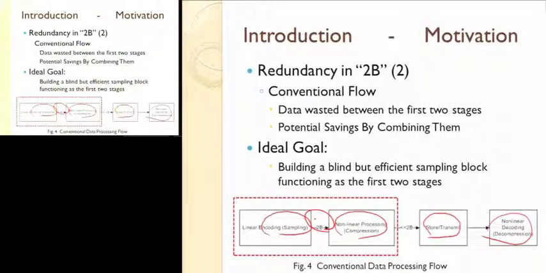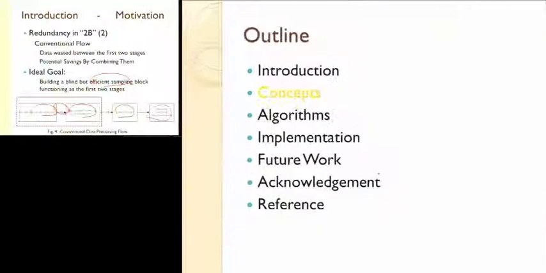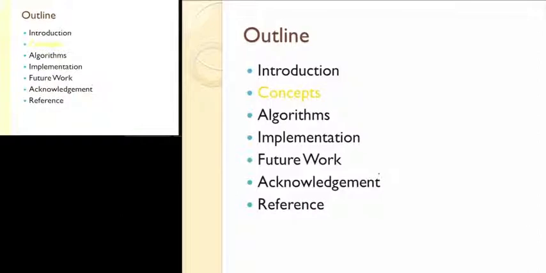The ideal goal of this project is to build a block that randomly samples the signal without knowing where the sparsity or the useful data is, but we can still do very efficient sampling, and it still works. That's the ideal goal. And here are some key concepts of this problem.